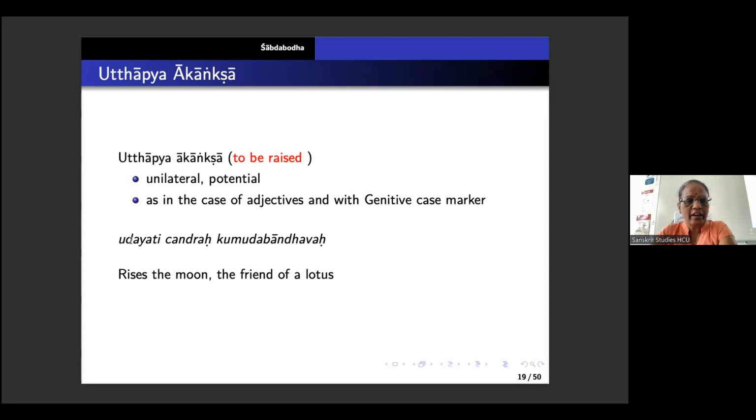So here is the standard example from the literature, which says Udayati Chandraha. The moon rises. This is a complete sentence on its own. And later on, you have a kind of afterthought. You want to tell who is this Chandra? Kumuda Bandhava, a friend of lotus. So this is added later on, but this Kumuda Bandhava has an expectancy. One should know who is the friend of a lotus, but the Chandra, moon, does not have an expectancy for this one. So this is the unilateral expectancy.